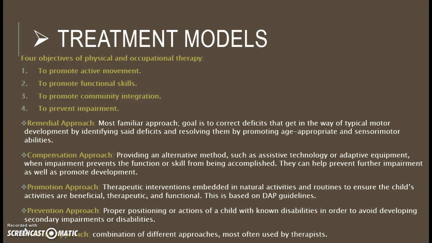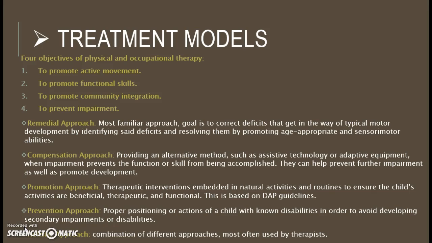Treatment models. There are four objectives of physical and occupational therapy. These are to promote active movement, to promote functional skills, to promote community integration, and to prevent impairment. Therapists use 5 different approaches to complete these objectives. The remedial approach is the most familiar approach. Its goal is to correct deficits that get in the way of typical motor development by identifying said deficits and resolving them by promoting age-appropriate and sensory motor abilities.